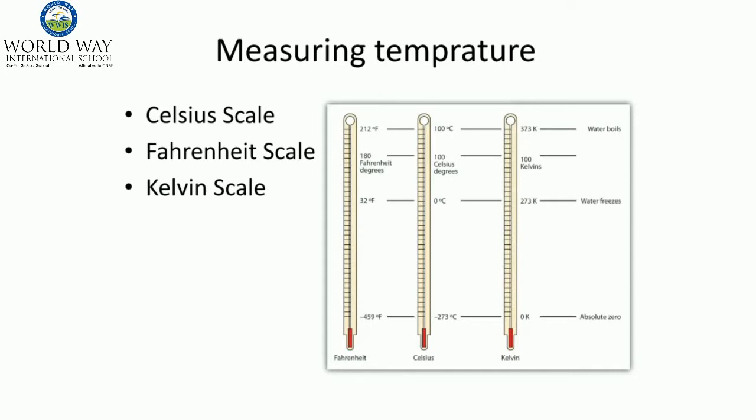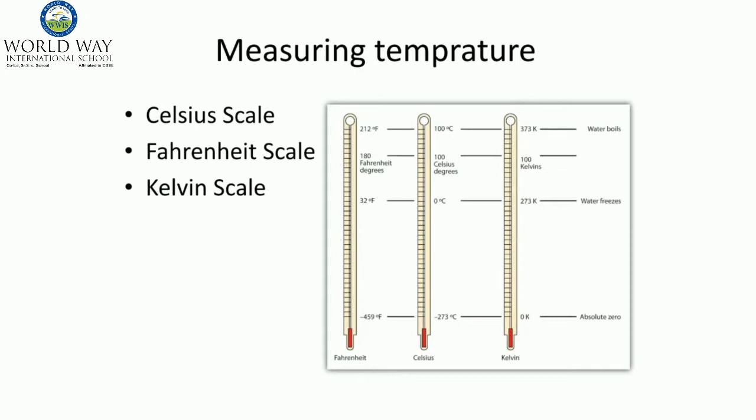Fahrenheit temperature scale, it is denoted by degree Fahrenheit. Fahrenheit thermometer has 180 equal parts. Freezing point of water is depicted as 32 degree Fahrenheit and the boiling point of water as 212 degree Fahrenheit on it. The difference between the two extreme points is divided into 180 degrees.